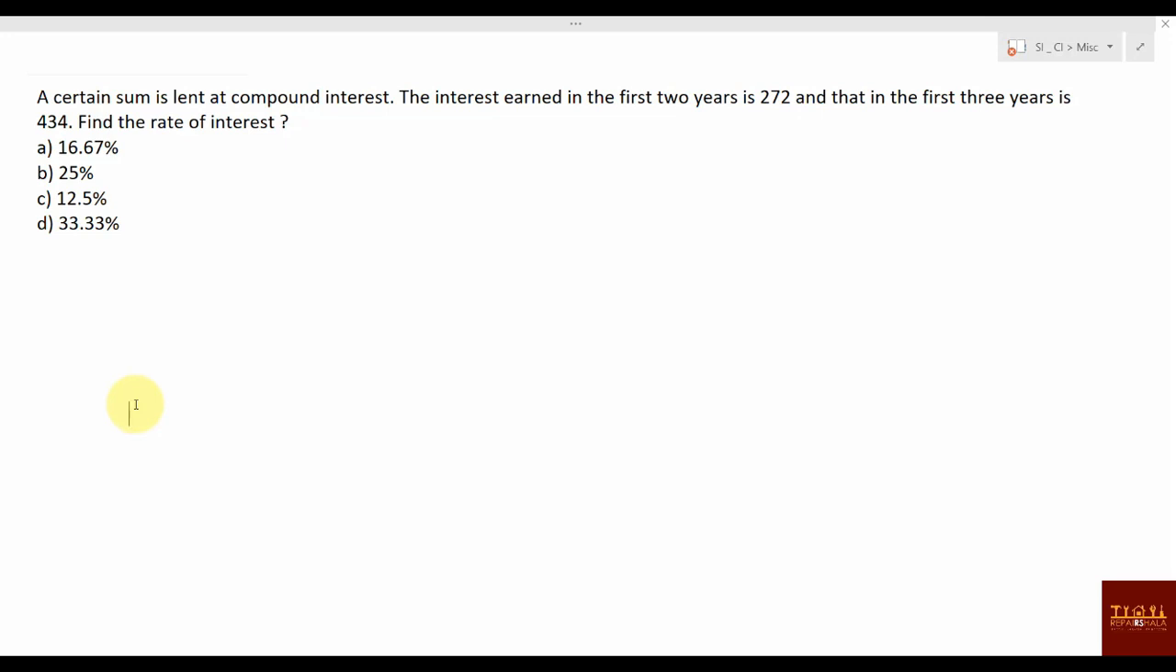Now, this is a very good question, and I would say you should take at least some time to solve this question, and then tell me the answer. Right. So I'll give you 5 minutes of time. Solve and tell me the answer.